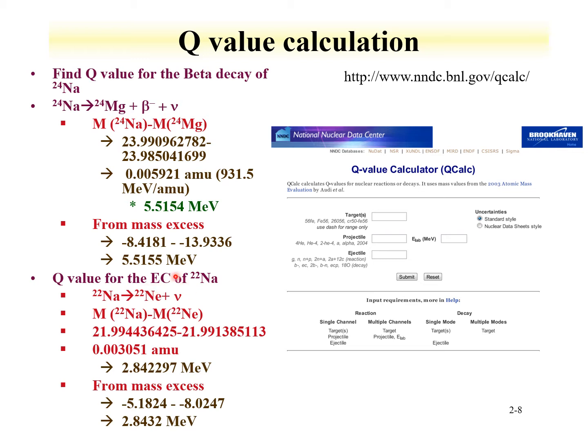Here's an example for the electron capture of sodium 22. Again, we can determine it from the masses or the mass excesses, or you can insert sodium 22 and then insert a reaction, submit it, or just sodium 22 itself. If you just put in the isotope and submit, a number of reactions will be provided.